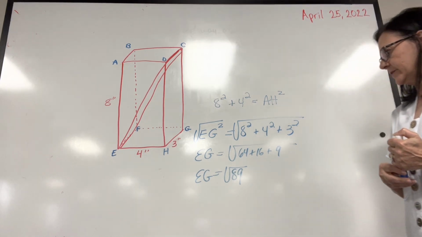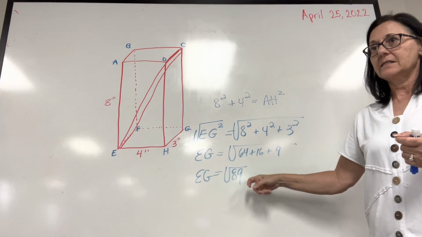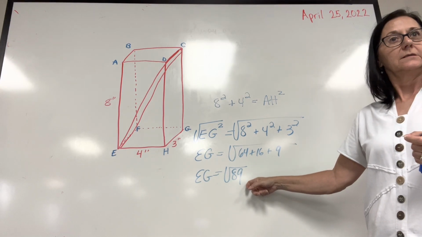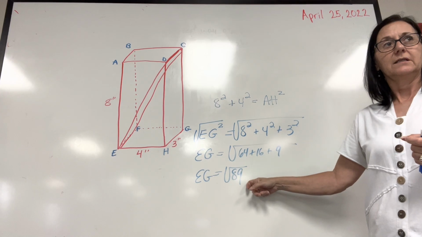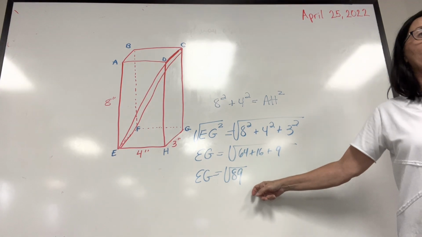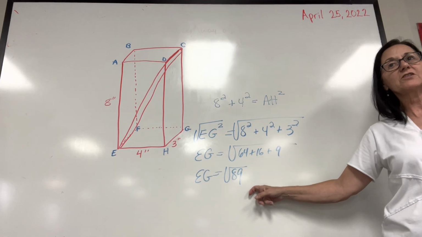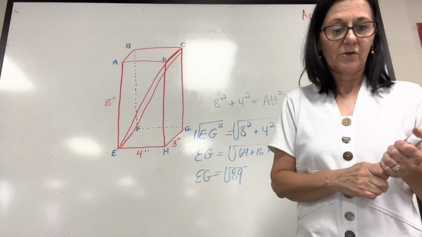Does 9 go in? Is it a perfect square? Does 4 go into it? No. Does 16? No. 16 is a perfect square. I got the square root of 89. That's it.